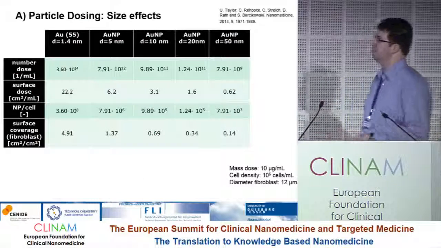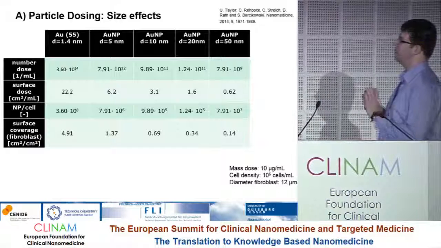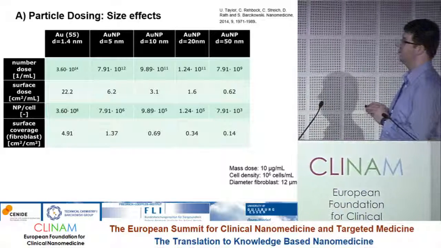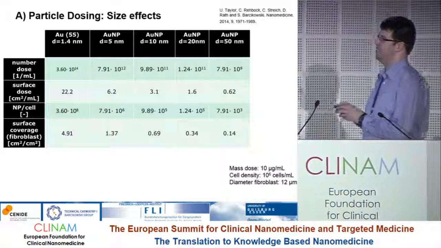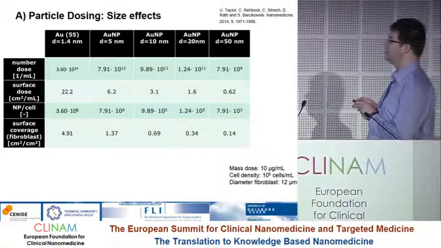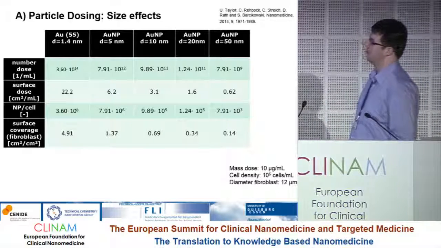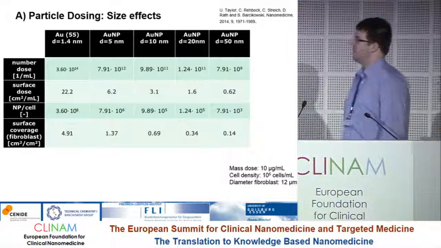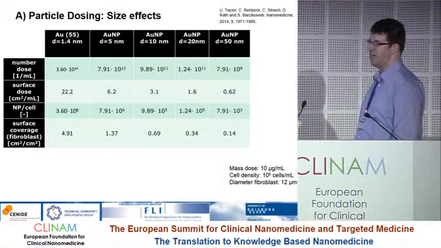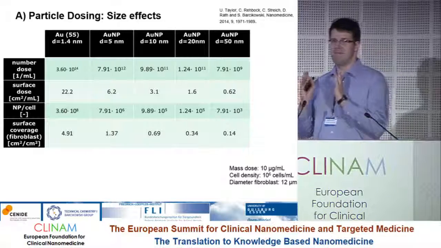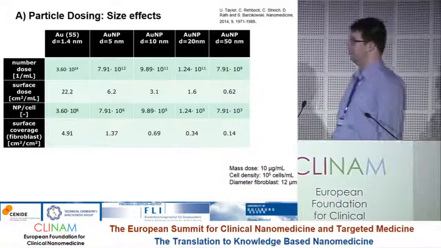To further illustrate this point, we made a calculation showing how many particles are found when we have equal mass doses for 50 nanometer and, for example, 1.4 nanometer particles. You can see from these numbers that when we reduce our particle size from 50 nanometers down to 1.4 nanometers, the amount of particles in the system increases by 4.5 orders of magnitude. So this is a massive change in particle number.